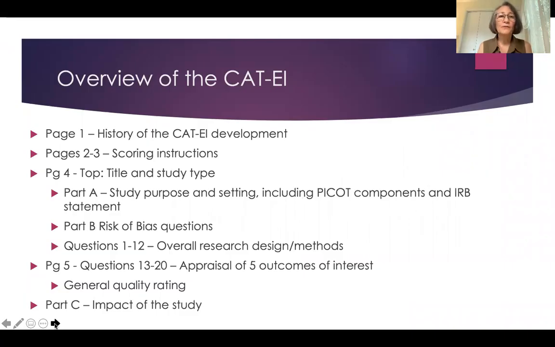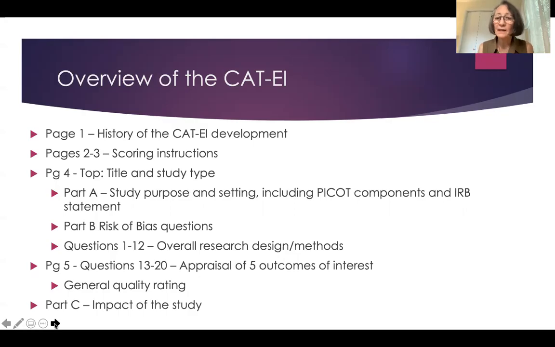So just a quick overview of the CAT-EI. This is somewhat a review of that introductory video that I referred you to earlier. On page 1, you have a history of the CAT-EI development that APTA undertook. On pages 2 and 3 are the scoring instructions. So if you're not sure how to score a yes or a no or a not applicable, go back to the numbered item on pages 2 or 3, and that's where it'll help you determine whether you should score a yes, no, or not applicable.